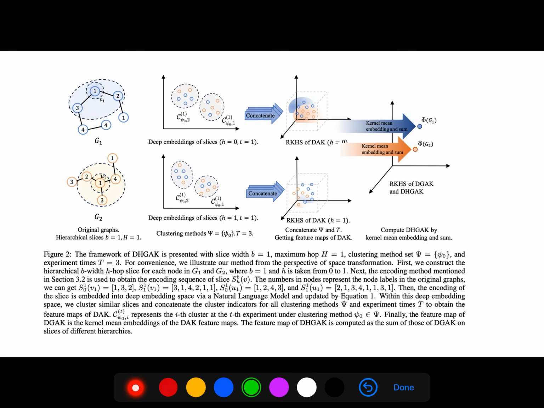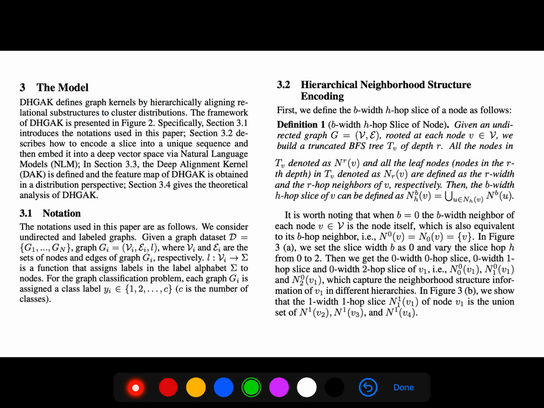Here, the framework of DHGAK is presented with slice width B equal to 1 and maximum hop equal to 1. First, we construct the hierarchical B-width edge hop slice for each node in G1 and G2. Then the encoding of the slice is embedded into deep embedding space via a natural language model and updated by equation 1.